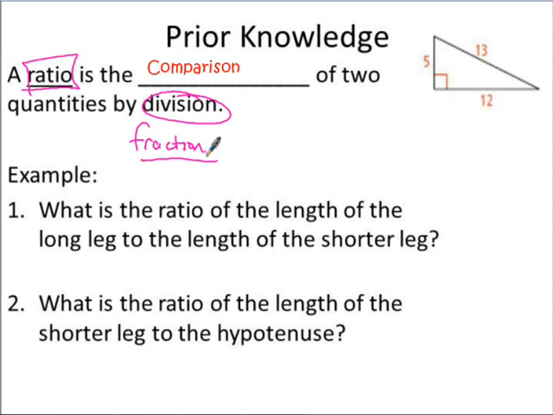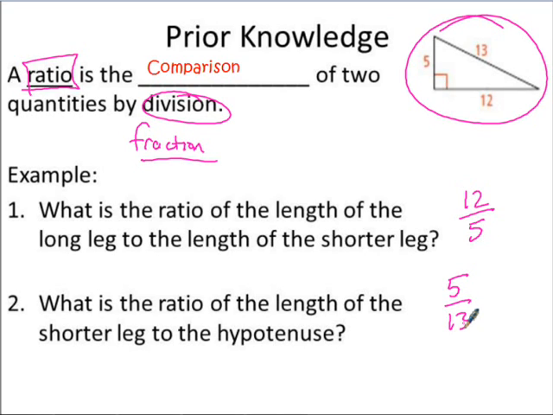An example: what is the ratio of the length of the long leg to the length of the shorter leg in this triangle? It's 12 over 5. What is the ratio of the length of the shorter leg to the hypotenuse? 5 over 13. So far, so great.